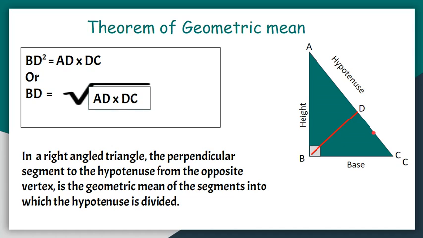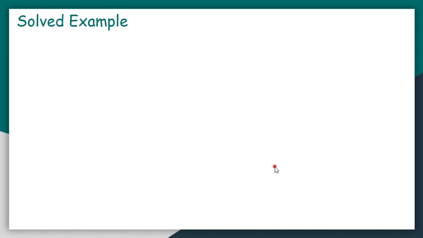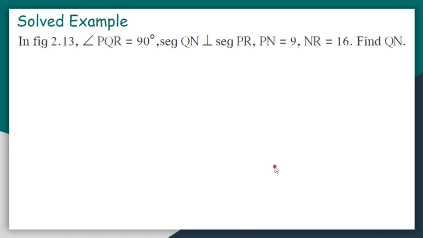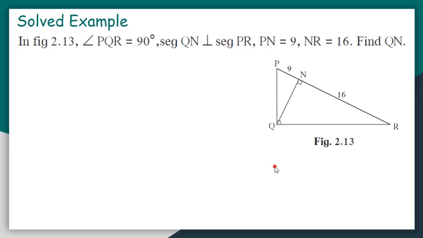Okay. Moving ahead from here, let's see a solved example in which we'll be able to understand the theorem better. So please pause the video, write down the question. The question says that I have a figure over here, 2.13, in which angle PQR is given as 90 degrees, as you can see. From the point Q, I have drawn a perpendicular QN on the segment PR. This is the symbol for perpendicular, if you remember. So from Q, I am drawing a perpendicular to PR.